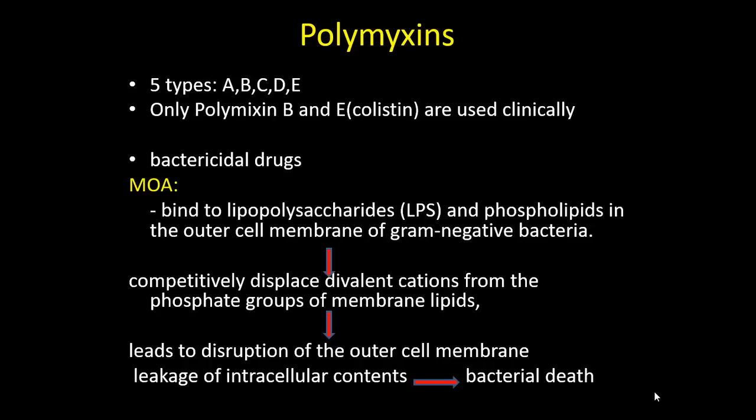When it comes to polymyxins, these are very old drugs, not so popular, and almost went out of fashion in the 90s. Then they have come back with a vengeance because of the increased antimicrobial resistance, not as monotherapy but in combinations. There are 5 types of polymyxins: A, B, C, D, E. What we are going to discuss is only polymyxin B and polymyxin E, that is colistin.